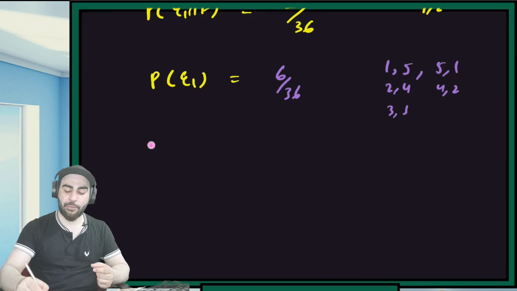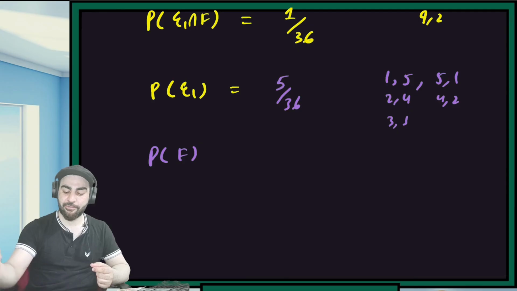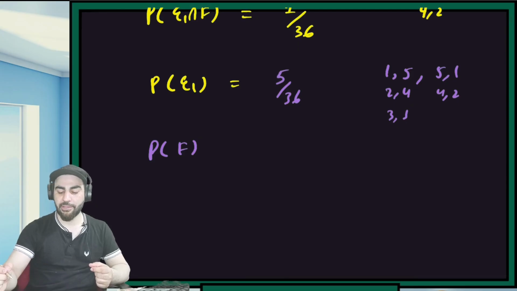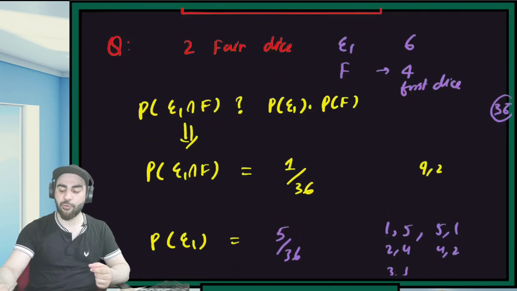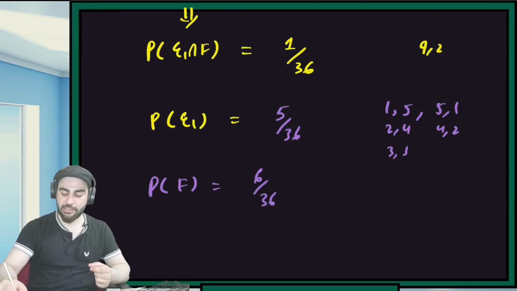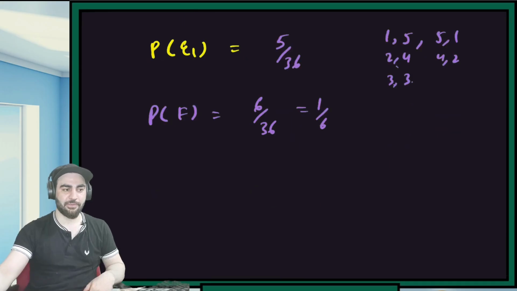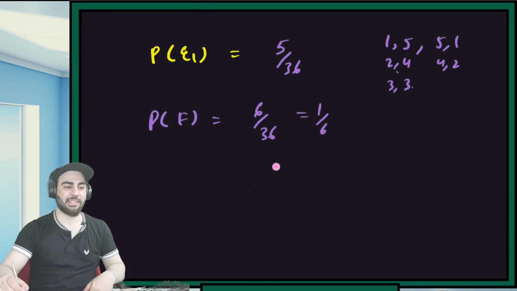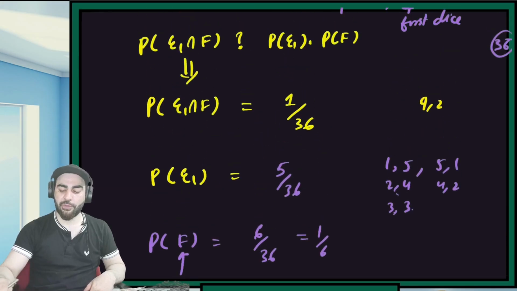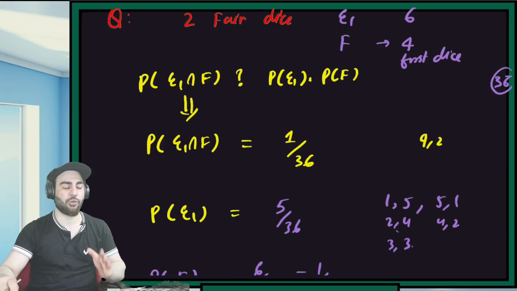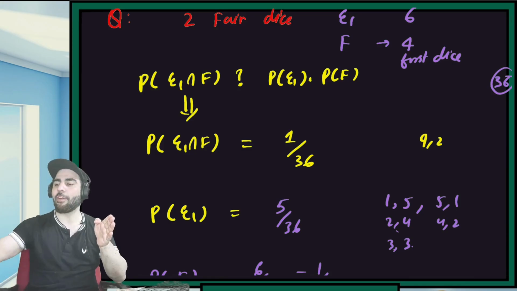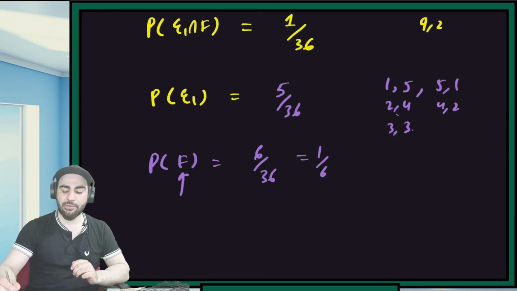Now you also have to compute the probability of F. What's F? F is the first die is 4. So this is 6 by 36, that is 1 by 6. Probability of F means the first die, the first roll. F is the first dice roll is 4, so the first die is 4 and the second can be 1, 2, 3, 4, 5, 6, anything. That means the total possible outcomes are 36, and the favorable are 6. So you have 1 by 6.